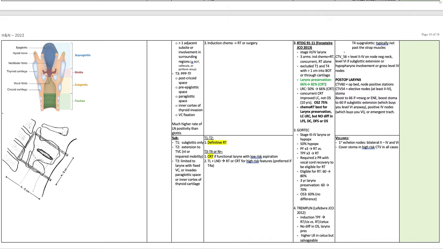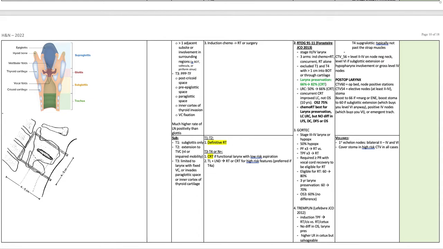Next trial is GORTEC, stage 3 or 4 larynx or hypopharynx, 50% hypopharynx. Patients either got PF times 3 followed by radiation or TPF times 3 followed by radiation. Required at least a partial response with vocal cord recovery to be eligible for radiation. The proportion eligible for radiation improved, 60 to 80%. For PF versus TPF, 3-year larynx preservation, 60 to 70%. Overall survival at 3 years was 60%, no difference.